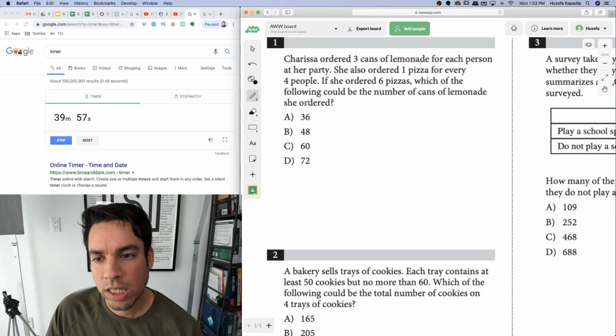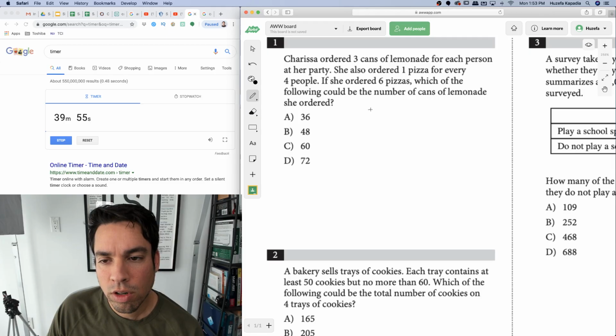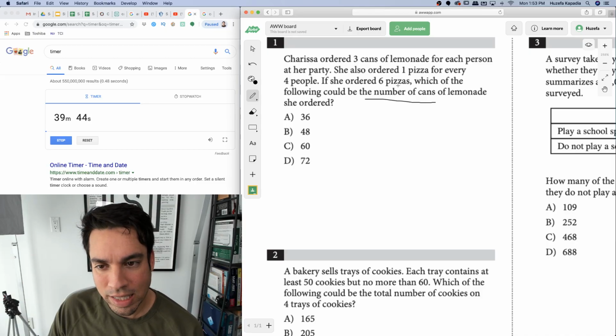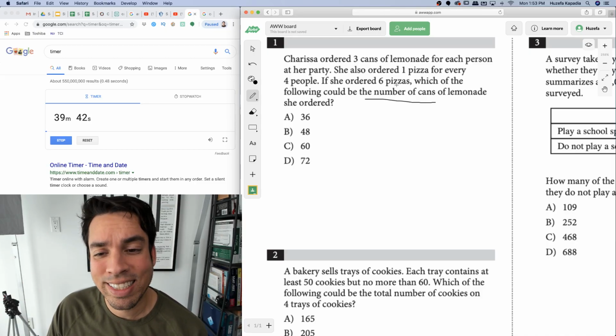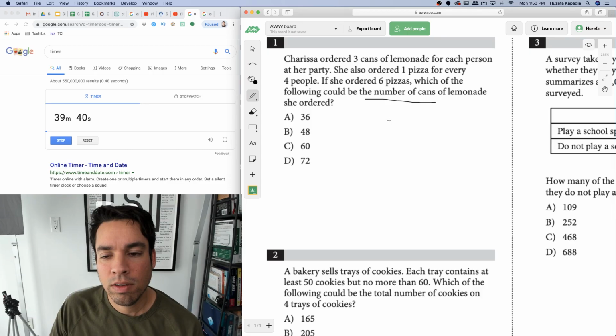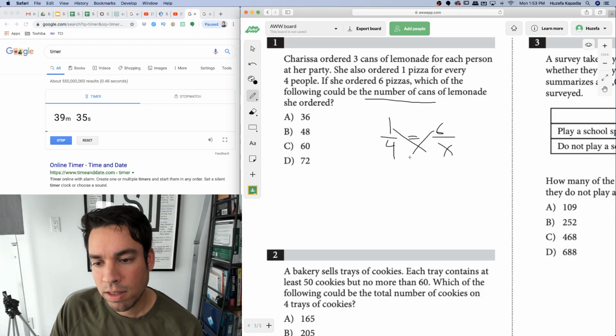Carissa ordered 3 cans of lemonade for each person at her party. She also ordered 1 pizza for every 4 people. If she ordered 6 pizzas, which of the following could be the number of cans of lemonade she ordered? So she got 6 pizzas, 1 pizza for 4 people. So 1 for 4, but she got 6 for how many? X equals, so there's 24 people.